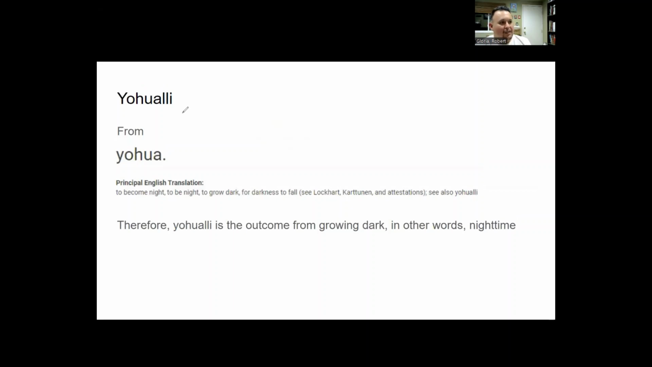Here's one that is in contrast to the day. Yowali means night. This is nighttime, okay? Yowali comes from this verb right here, yowa. Yowa is a verb that means to become night, to be night, to grow dark, for darkness to fall. So this is a verb, and this is a noun, night, and this is the verb that it comes from. So yowali is the outcome of growing dark. In other words, it's nighttime.